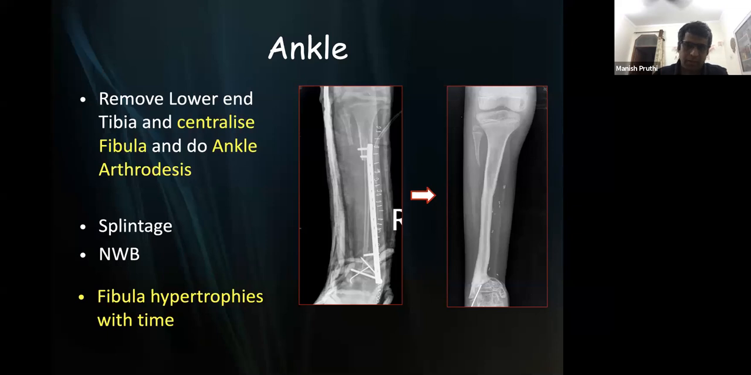So these patients, when we are doing an ankle arthrodesis, require a splintage for a very long time, usually 1 to 2 years. And then the weight bearing is started according to the healing and the strength of the bone. Usually we need to wait for at least 4 to 6 months for a complete weight bearing. So we start partial weight bearing at 2 to 3 months and then full weight bearing around 6 to 8 months, depending upon the healing and the hypertrophy of the bone. But once the fibula hypertrophies, then the patient can walk almost normally.